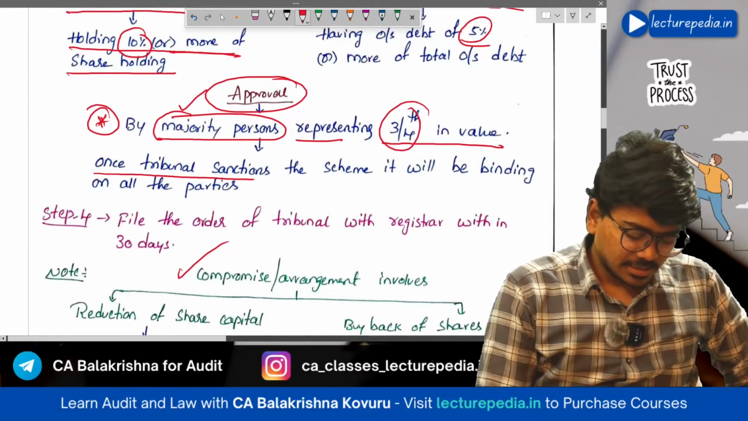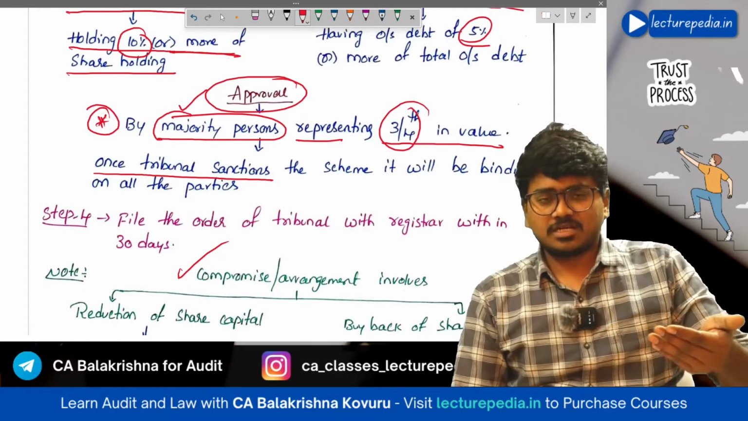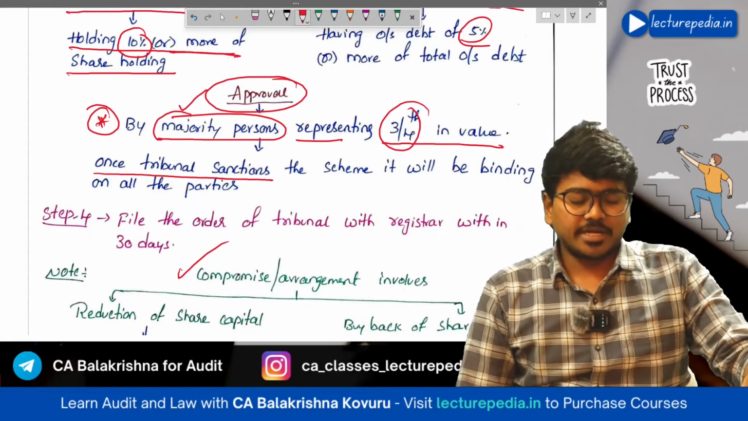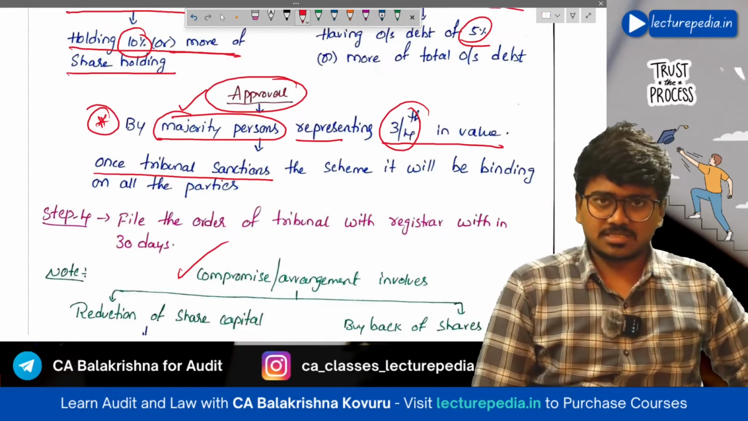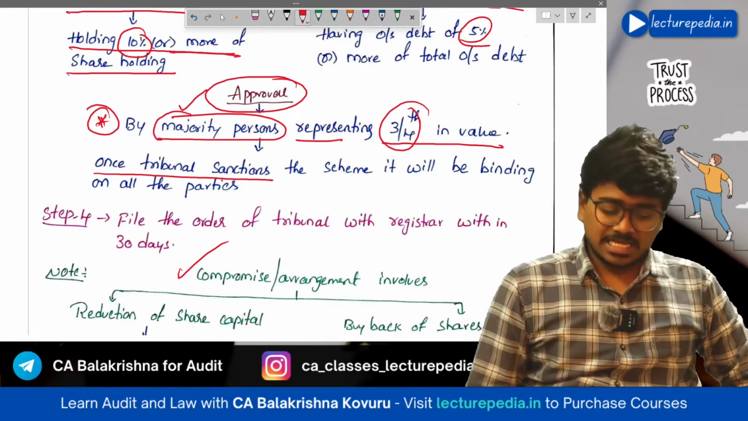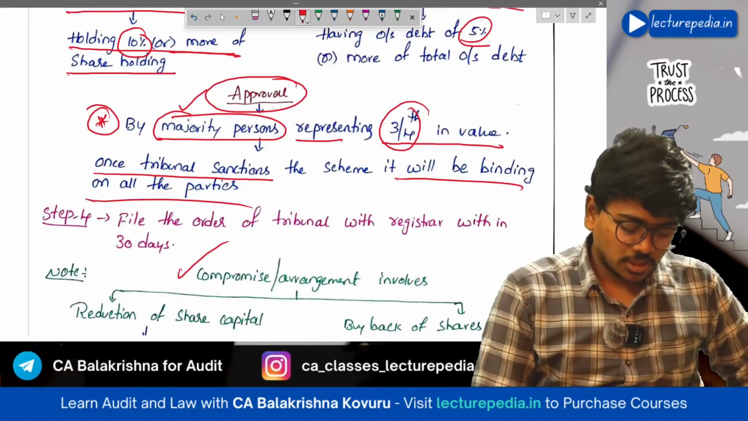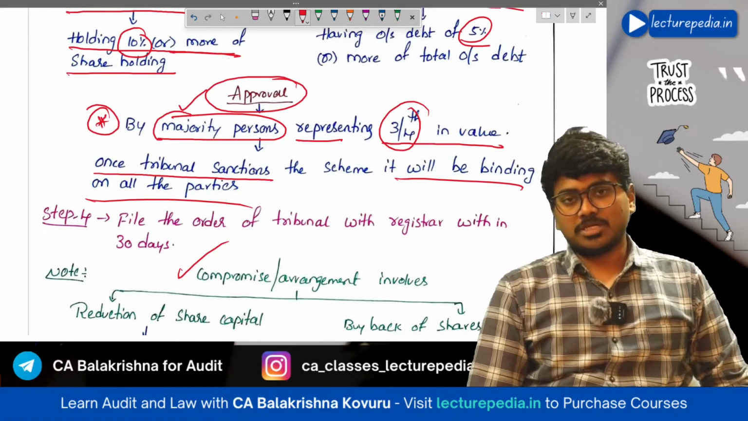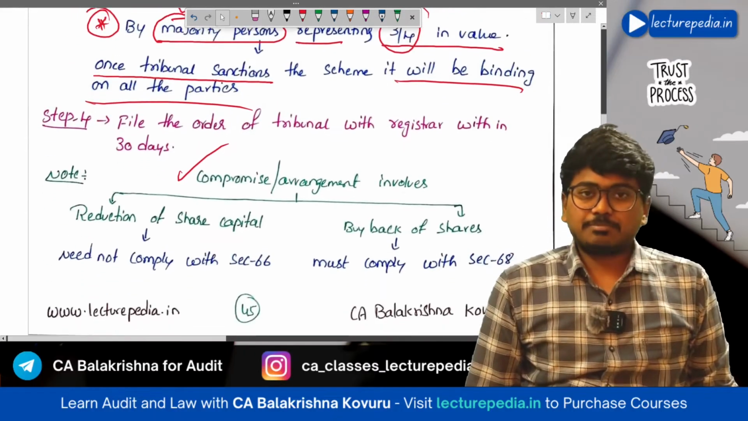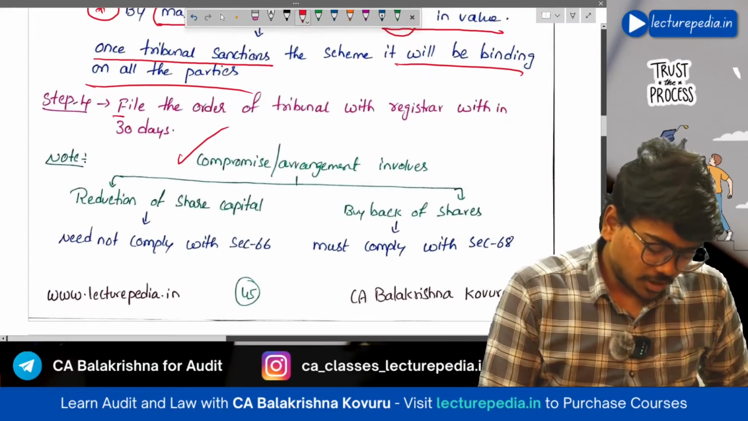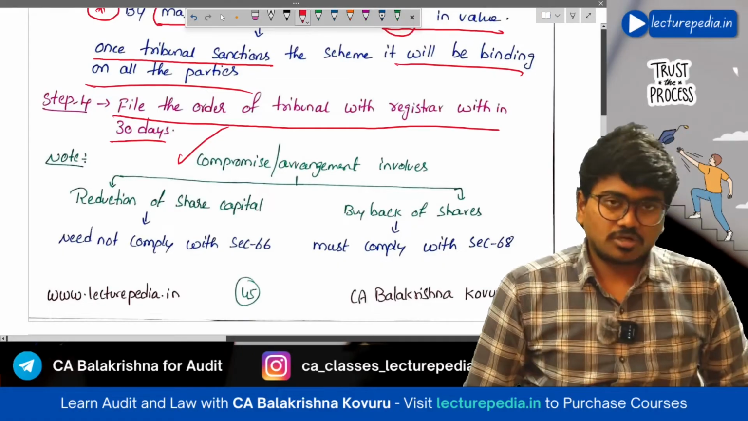And once the creditors or members have given approval to the scheme, the tribunal will also sanction the scheme. And once the tribunal sanctions the scheme, it will be binding on all the parties to the compromise or arrangement. Hope that is clear. And finally, step number 4. Step number 4 involves filing the order of the tribunal with the registrar within 30 days.